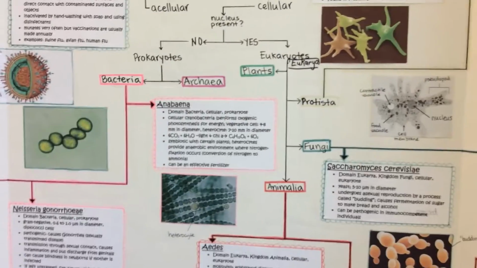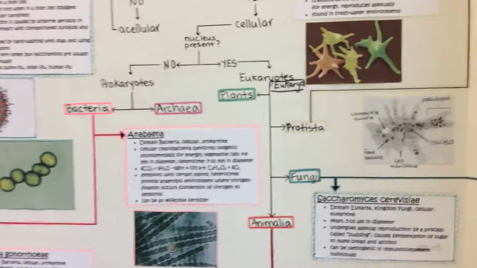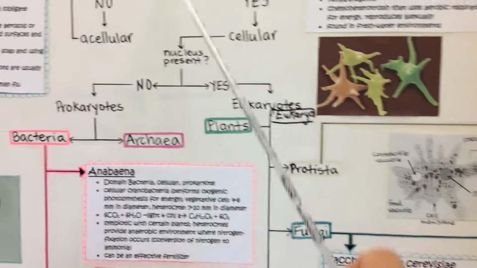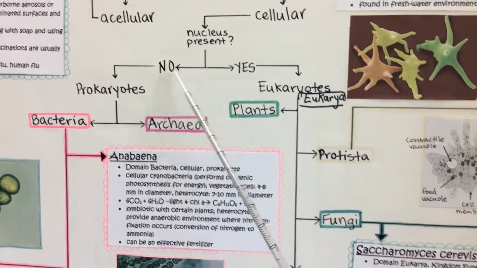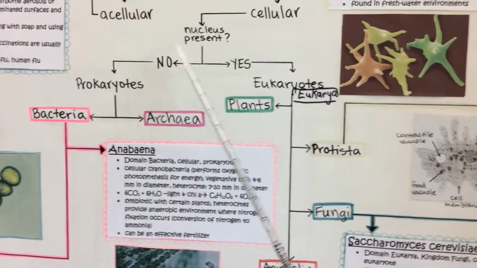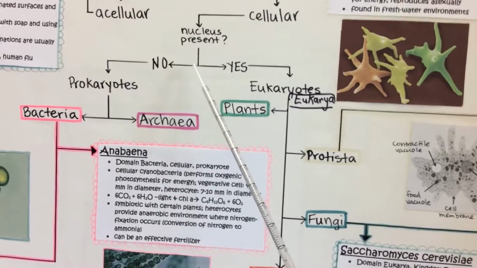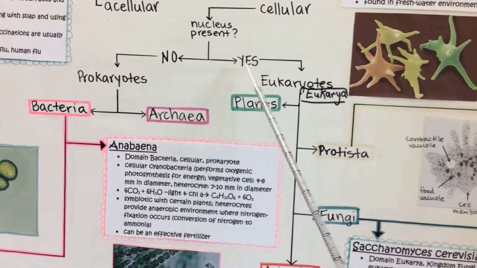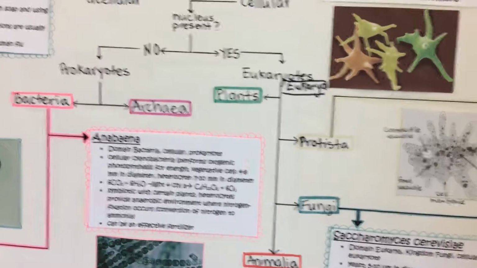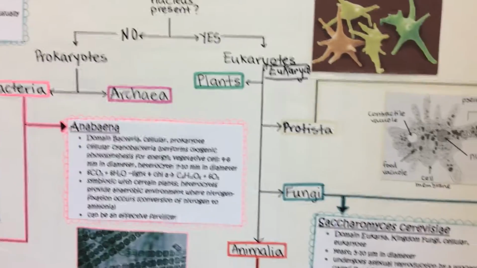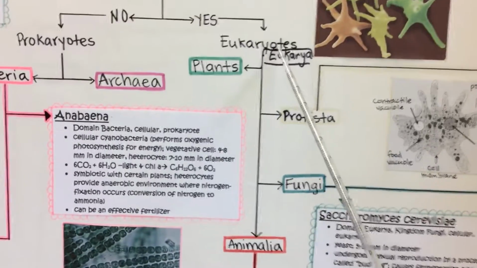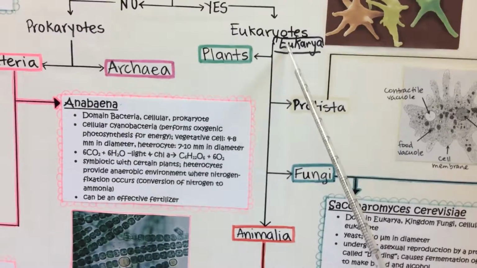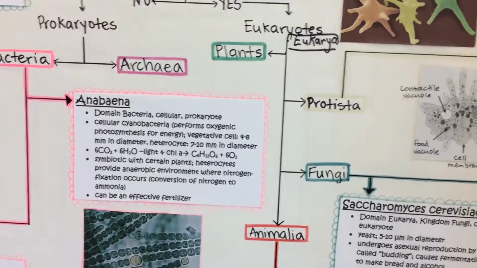Okay, so now we're going to back up here. We're going to go back up where we were discussing our cellular microbes, cellular organisms. We said no nucleus present, prokaryotes. Now we're going to come back here and say, what about microbes, cells that have a nucleus? Well, we call those eukaryotes. Eu meaning true or good, and then karyote referring to the nucleus. All eukaryotes belong to domain eukarya.